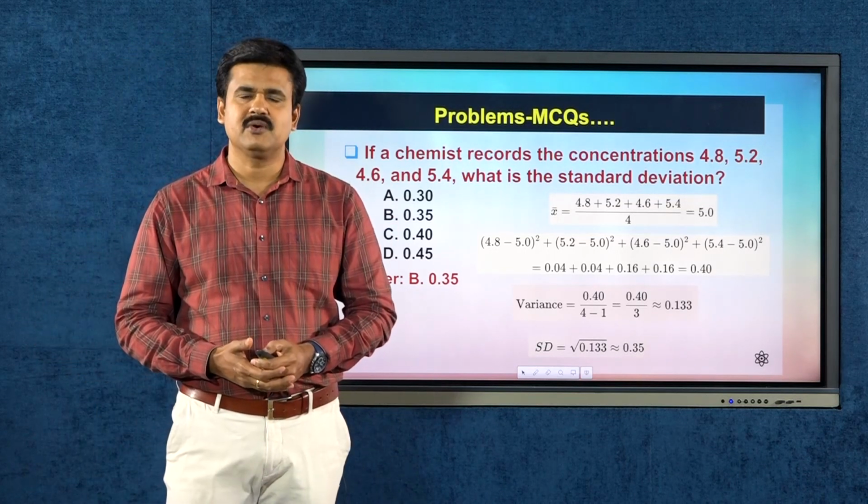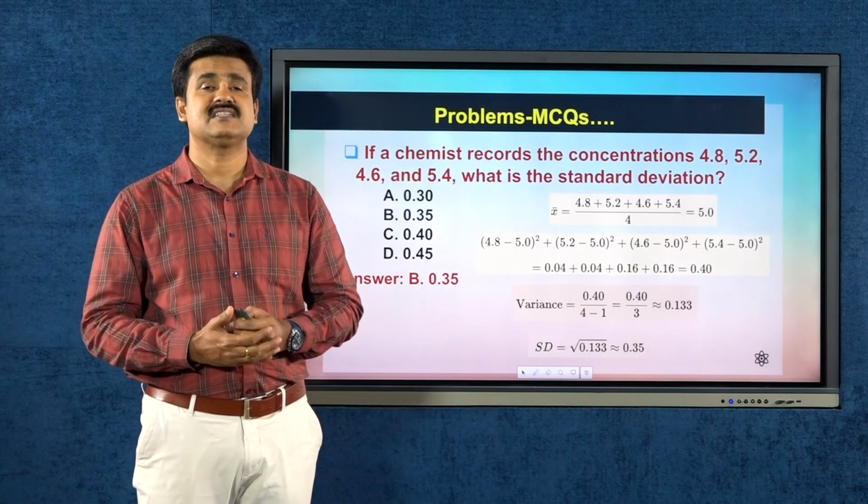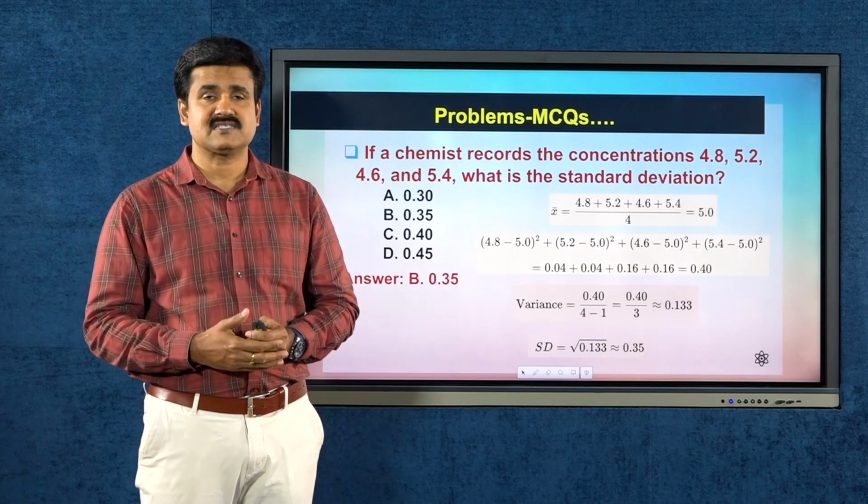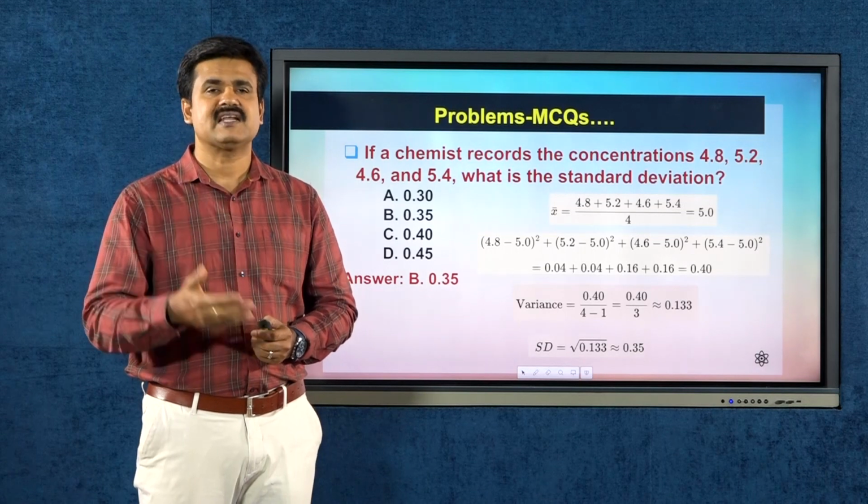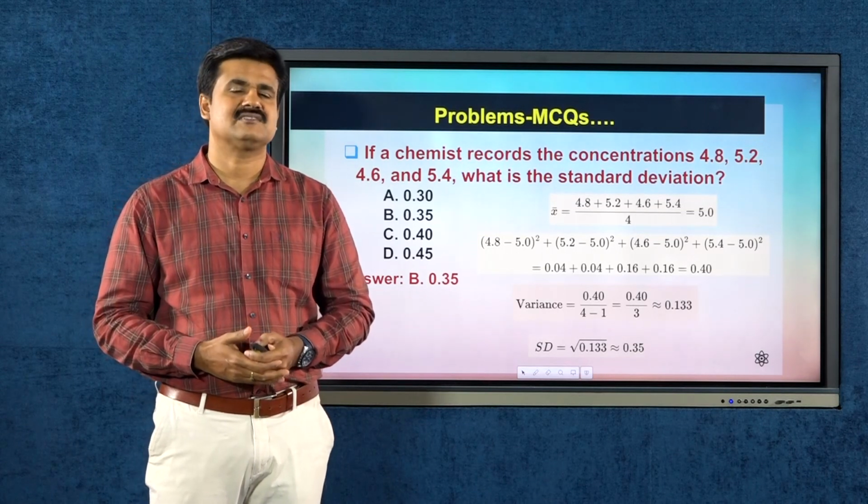Thus, in this module, we learned about the various kinds of statistical methods to express precision, and we have familiarized the concept of precision as well as accuracy.